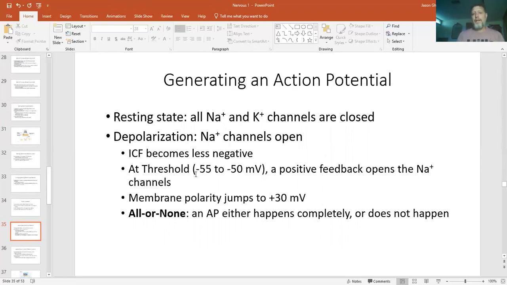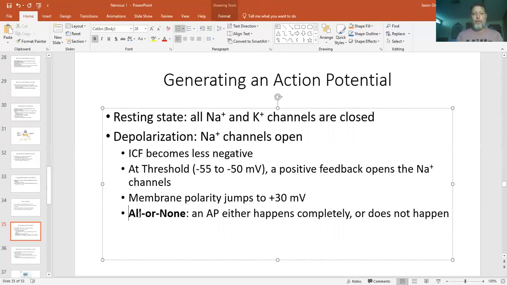Once it reaches about negative 55 to negative 50 millivolts, that's when we've reached our threshold. And threshold means we can't stop it. It is going to continue to go. Just like in muscles, once you reach the threshold of stimulus, the muscle contraction is going to happen. Same concept here. The inside will jump up all the way to a positive 30. So going from negative 70 to positive 30, that's approximately a 100 millivolt change.